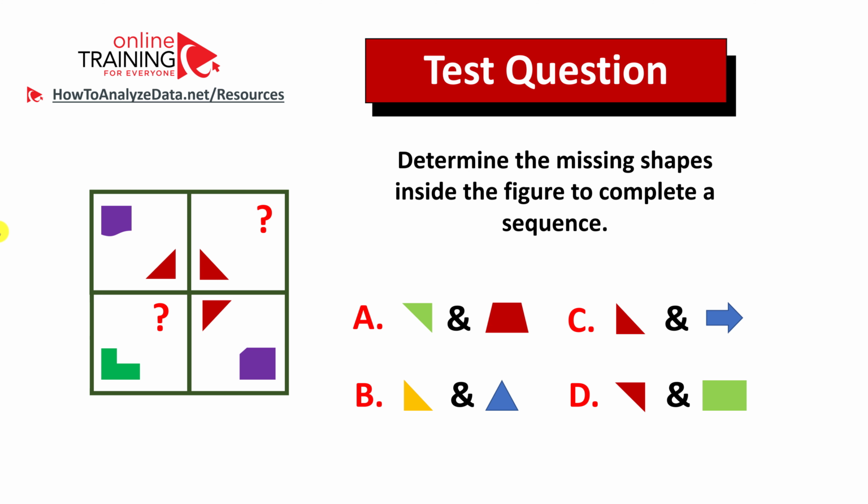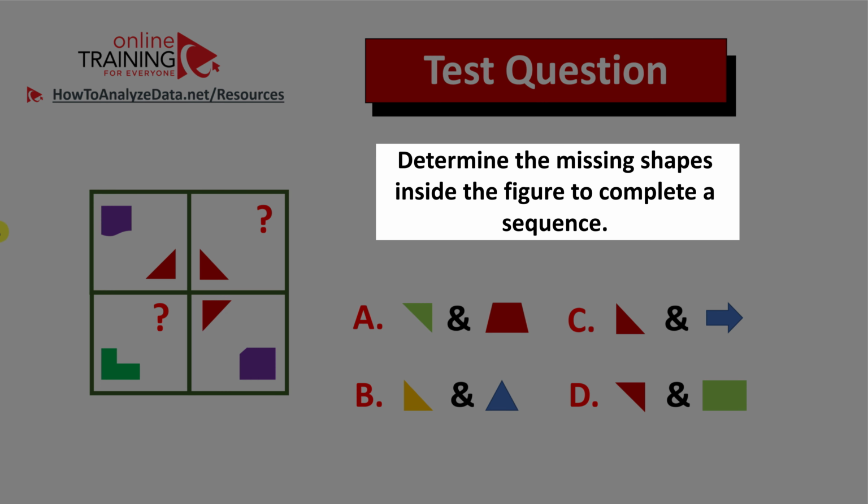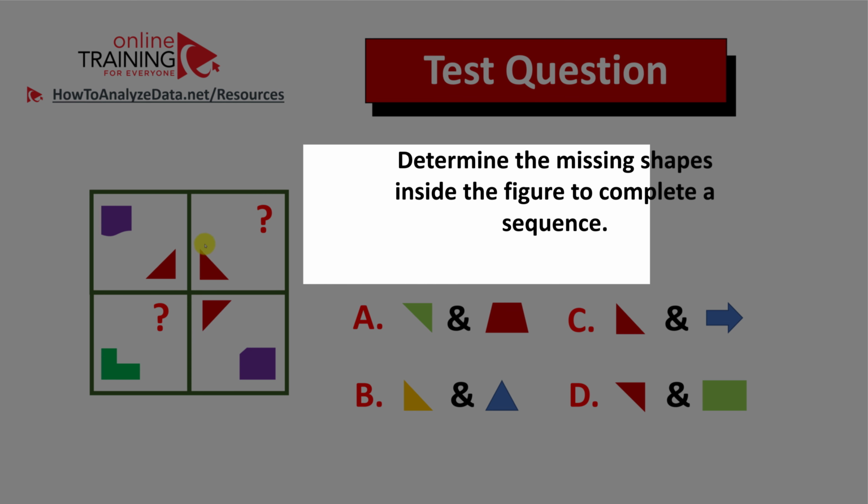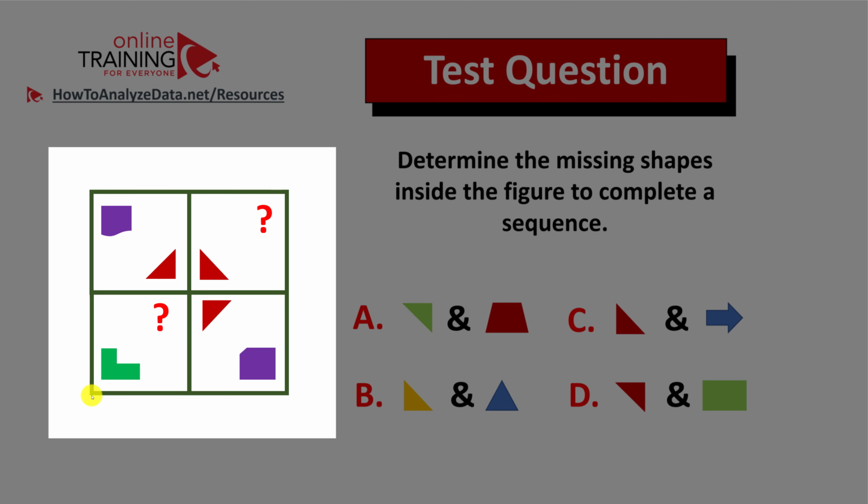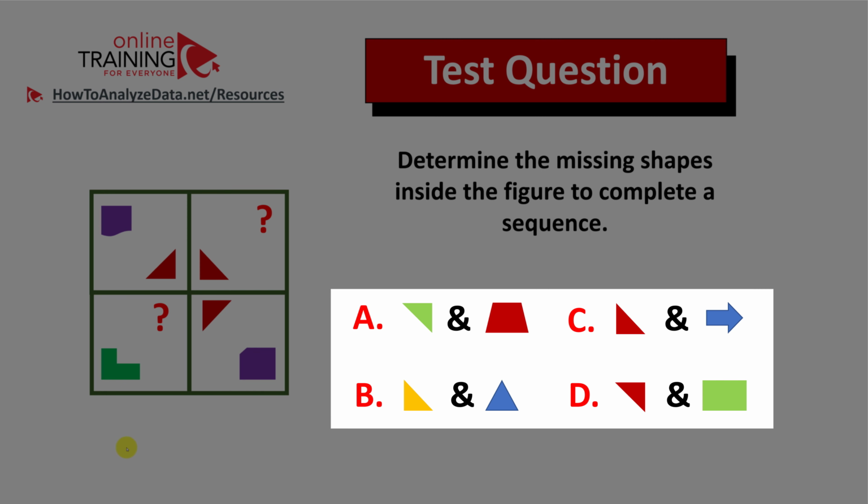Let's look at the interesting question which tests your pattern recognition skills. Determine the missing shapes inside the figure to complete the sequence. And you're presented with a 2x2 figure. It has 2 missing shapes, and you have 4 possible choices: A, B, C, and D. Do you see the answer?